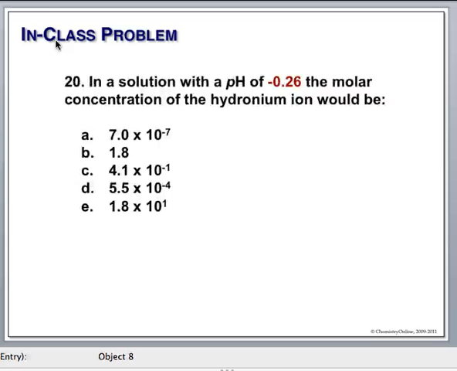If our pH is minus 0.26, remember pH can be negative and it can be above 14. What's our hydronium? Same exact problem, isn't it? All we want to do is, remember, 10 to the minus pH. So we type in our pH, which is minus 0.26, change the sign, and hit 10 to the x.